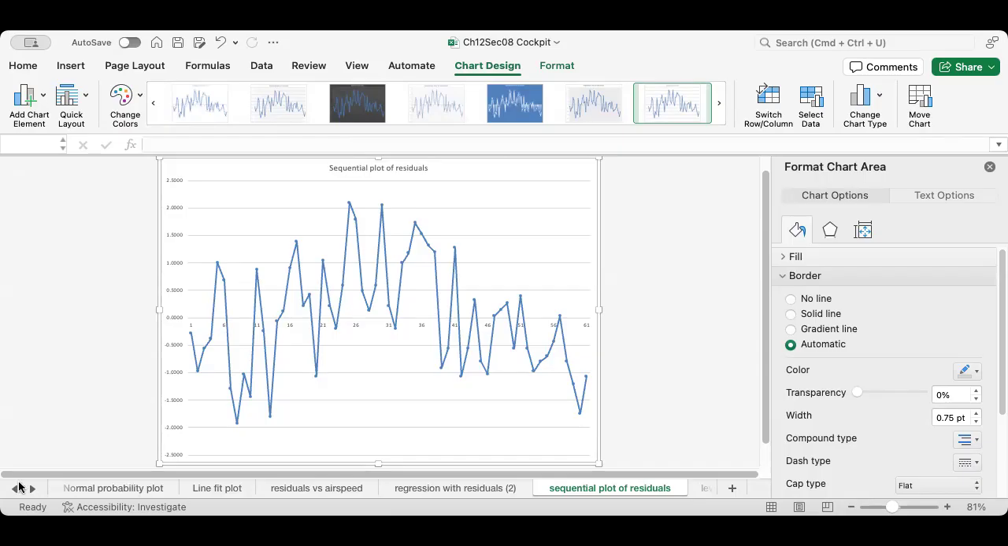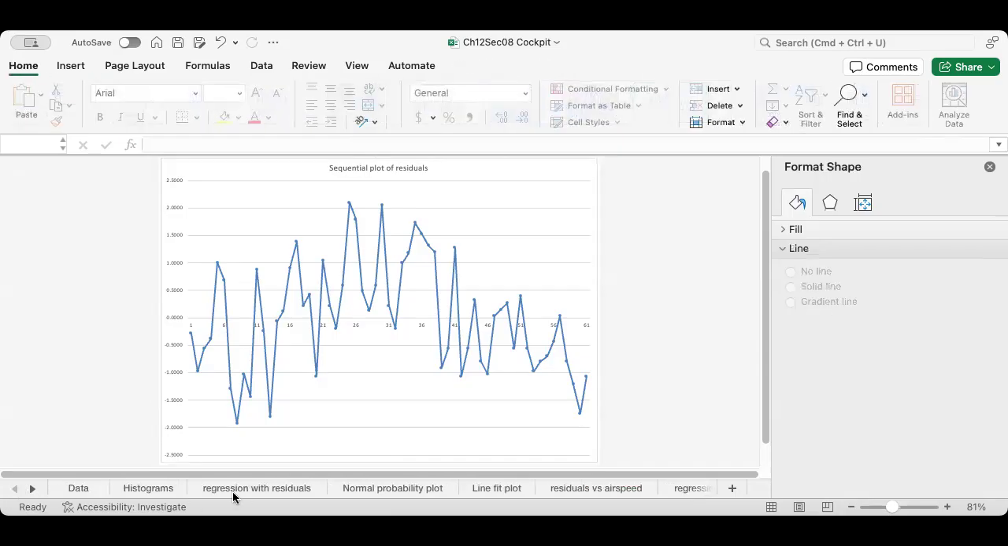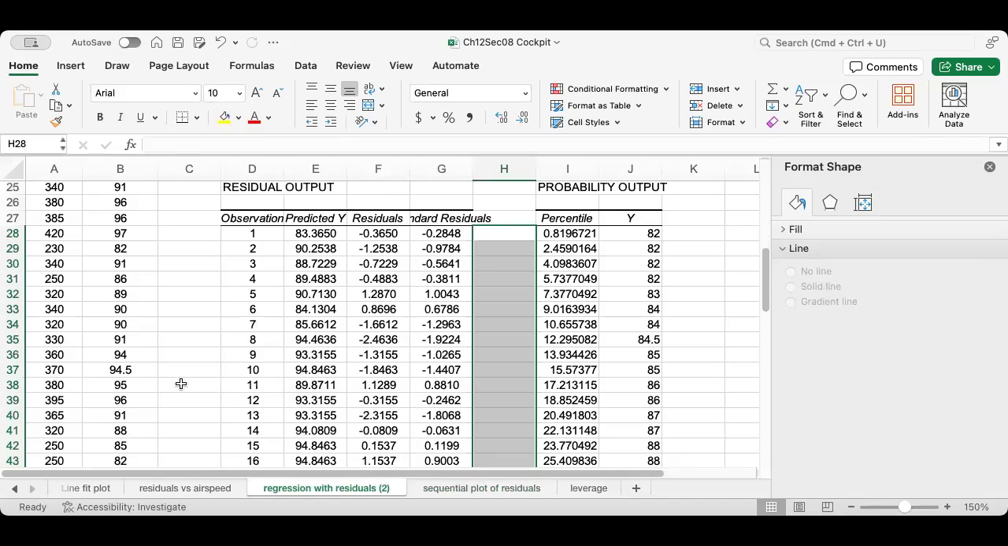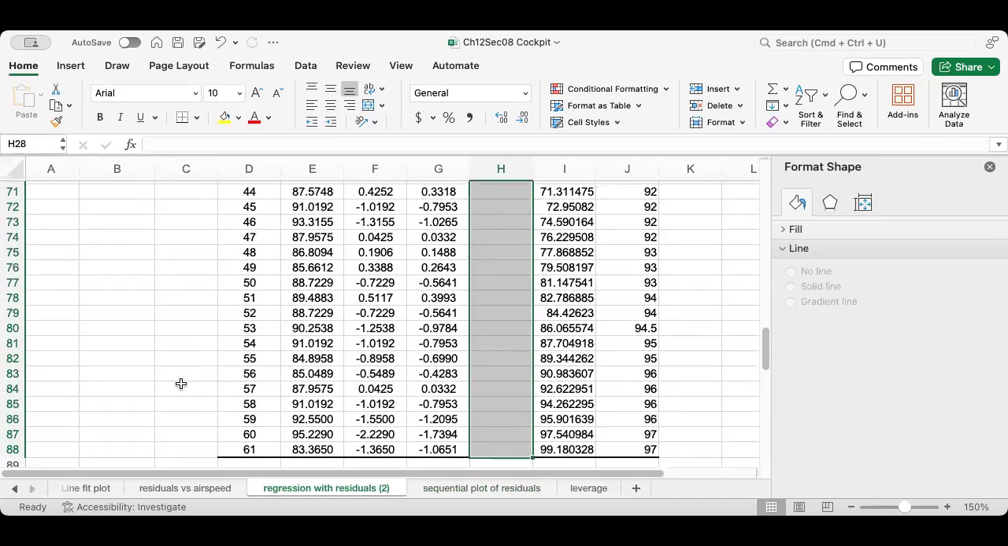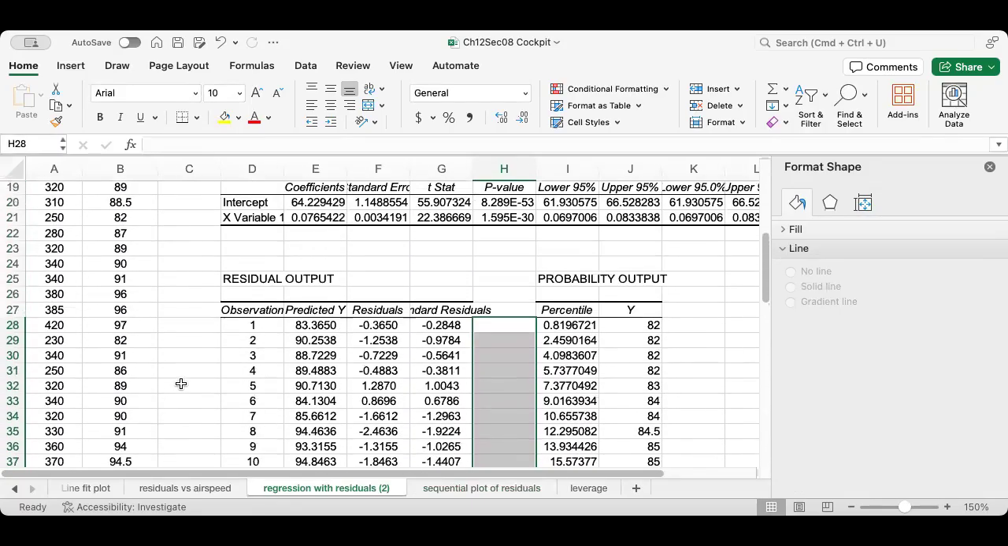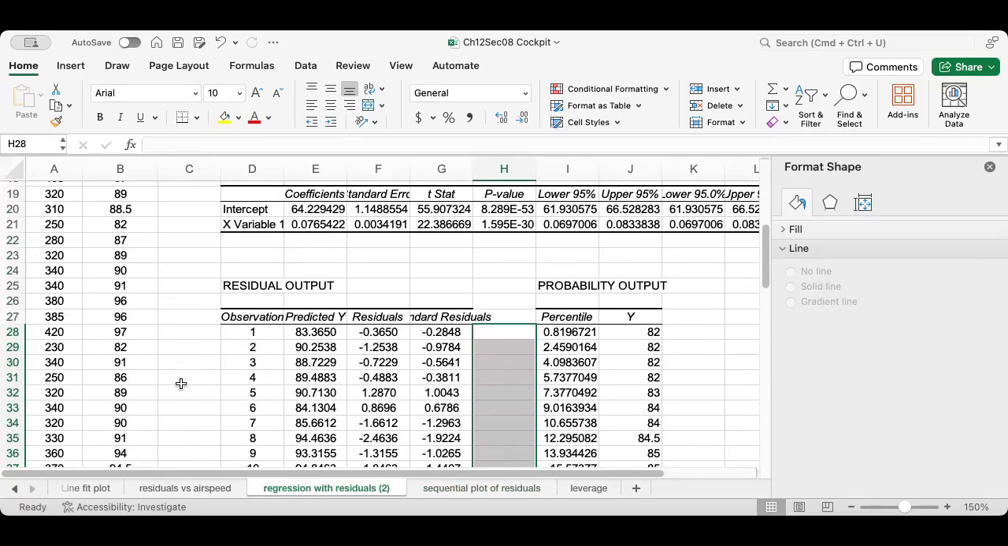I can also ask two other questions. Are any of these residuals, let me go back to the residuals themselves, are any of these residuals unusual or outliers? How would I figure that out?